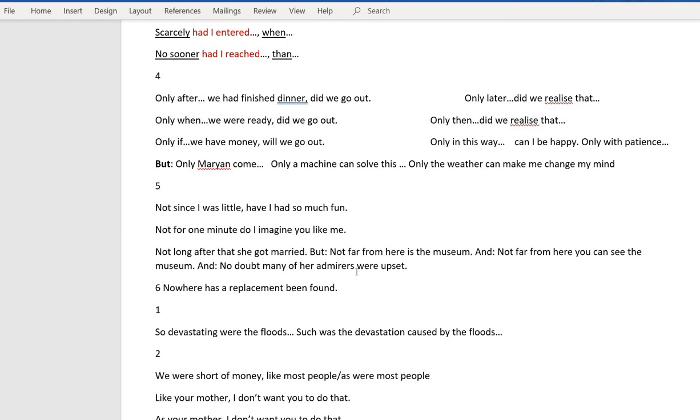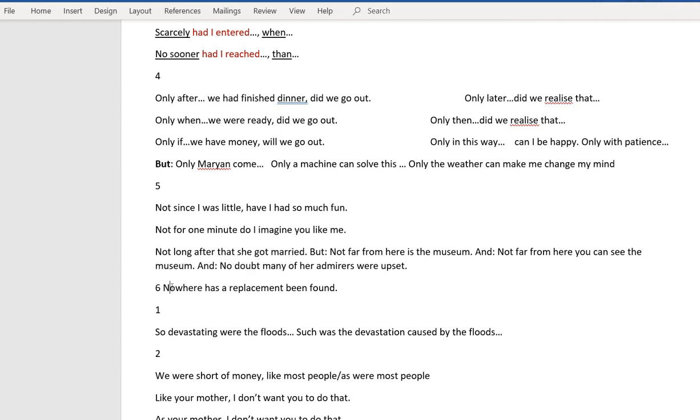No doubt many of her admirers were upset. So in this case it is clear that no modifies doubt, right? So there won't be inversion. But in these other cases, it seems that these are not fixed as regards inversion. The others are. Yes, when you start a sentence with under no circumstances, on no account, at no time, in no way, on no condition, there will be inversion, right?